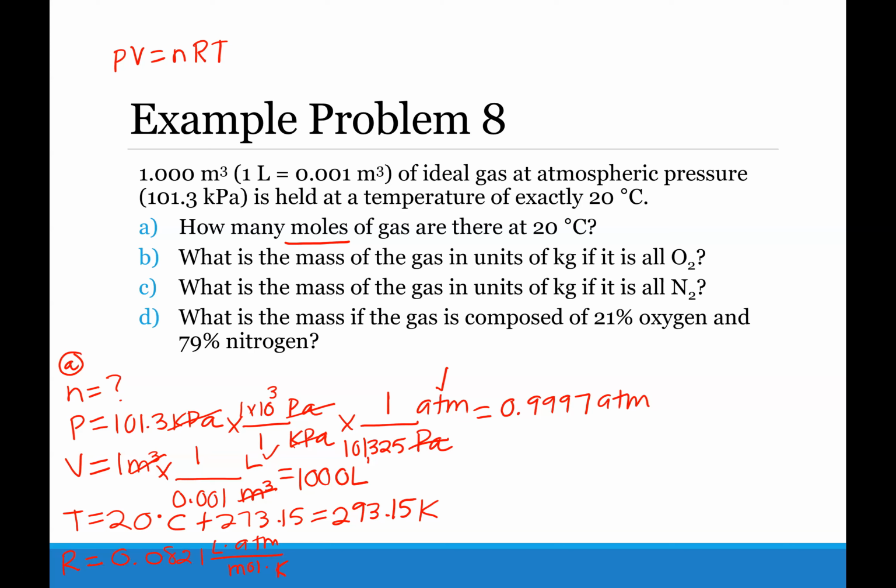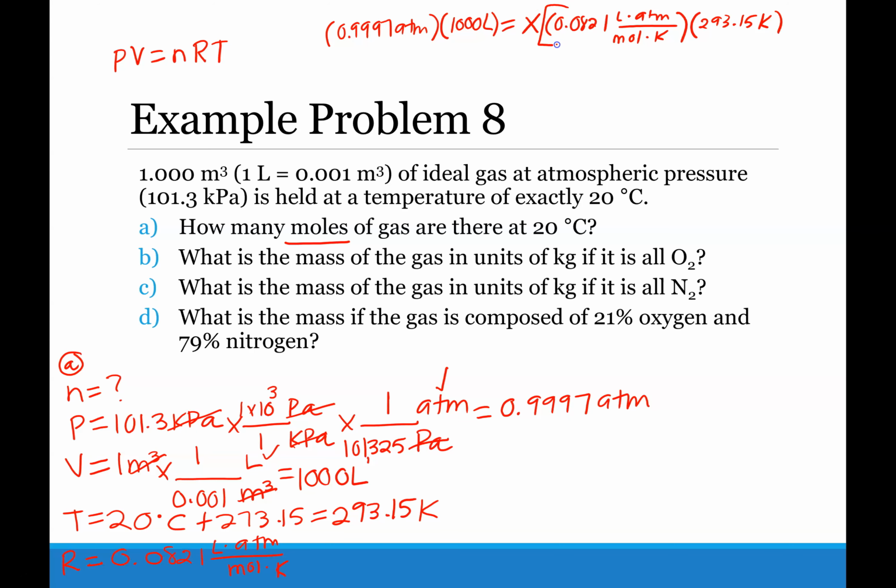So now we're ready to put all of this into the ideal gas law equation. And we're going to do this at the top here because it looks like we've run out of room at the bottom. So our new pressure is 0.9997 ATM. Our new volume is 1,000 liters equals X is what we're looking for, which is N, you can put N or X, it doesn't matter. R is always 0.0821 liters ATM per moles Kelvin. And our newly calculated temperature is 293.15 Kelvin.